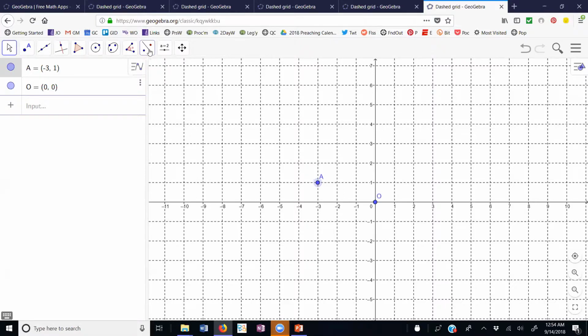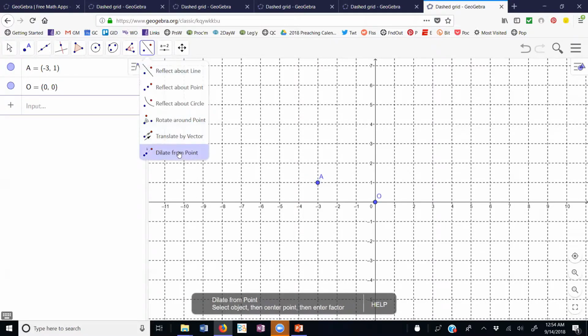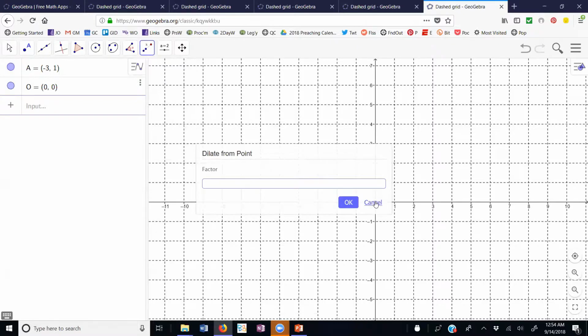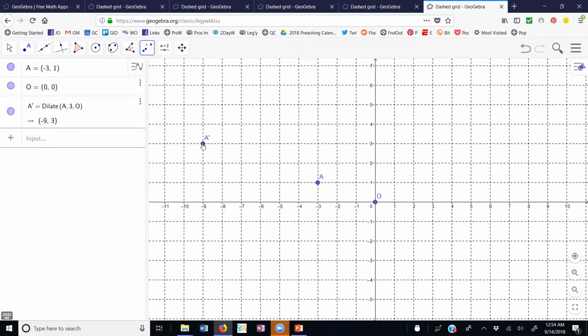So let's see where dilation is here. I'm going to dilate point A from a center of O with a scale factor of 3. And here's my A prime. Once again, the slope here, to the left 3 and up 1, three times. The slope of this line here is negative 1/3.